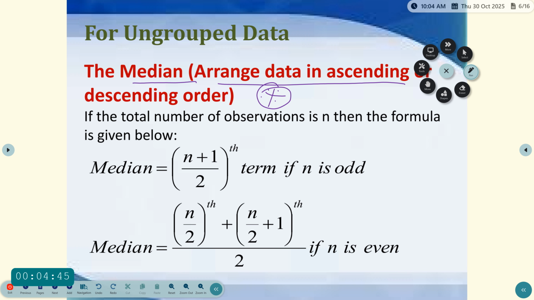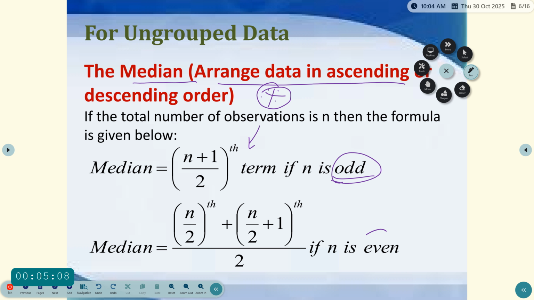Ascending or descending order. According to the number of observations, we have two median formulas. If the number of observations n is an odd number, the median is equal to the (n plus 1) by 2th term, after arranging the data in ascending order. Keep it in mind, after arranging the data in ascending order.